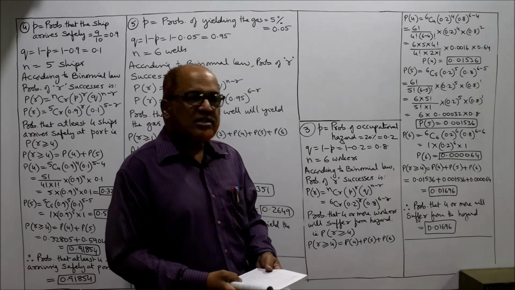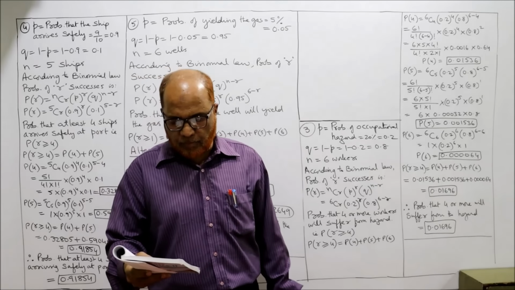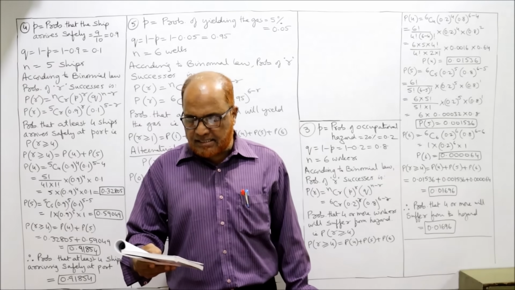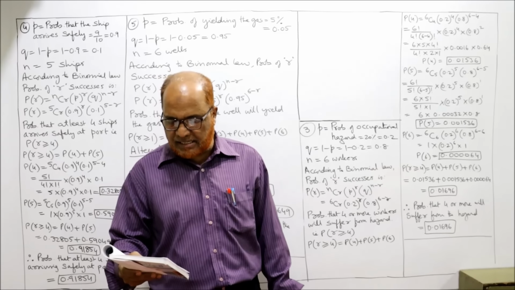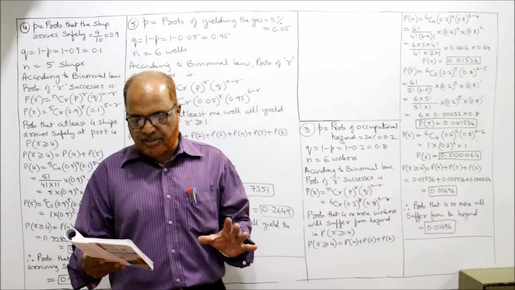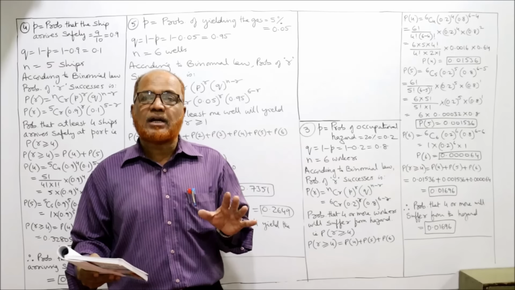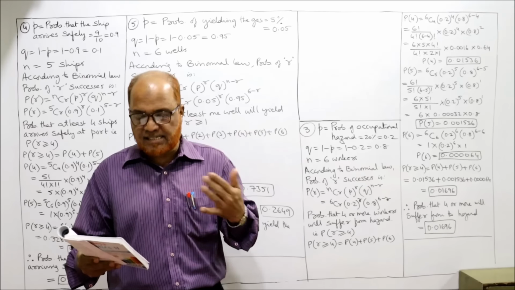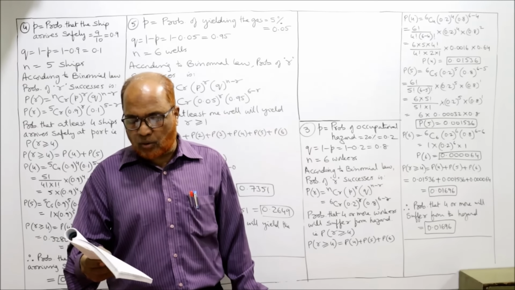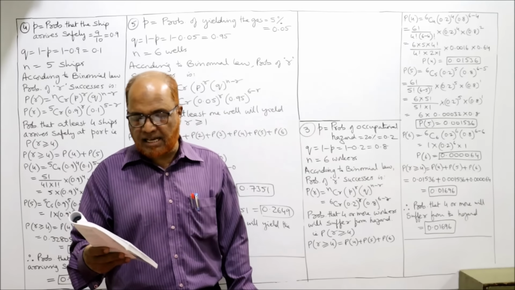Come on, let's start problem number 3. 2 problems already we have done. See the third problem. The occupational hazard in an industry is such that the workers have a 20% chance of facing it. So in a factory, in an industry, there is a chance of 20% that the worker may contract the disease, may face the hazard. What is the probability that out of 6 workers, 4 or more will face the hazard?